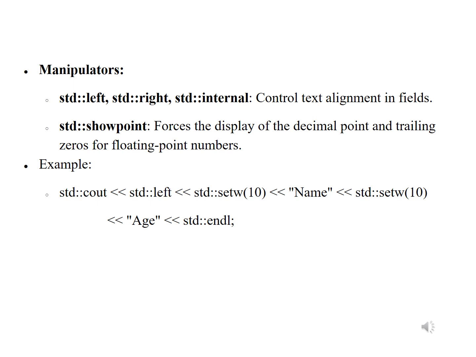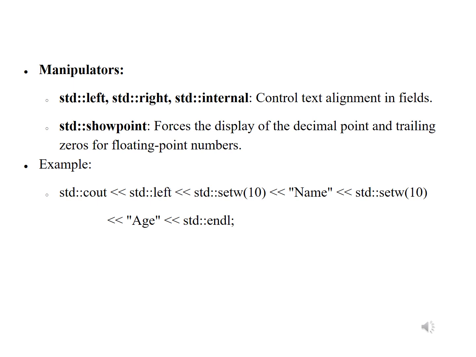Manipulators can also be used while formatting. Left, right, and internal formatting can also be done using std::left, std::right, std::internal, which control text alignment in a field. std::showpoint forces the display of the decimal point and trailing zeros for floating point values. For example, std::cout << std::left << std::setw(10) << name << std::setw(10) << age; we will apply this. This is an example code.